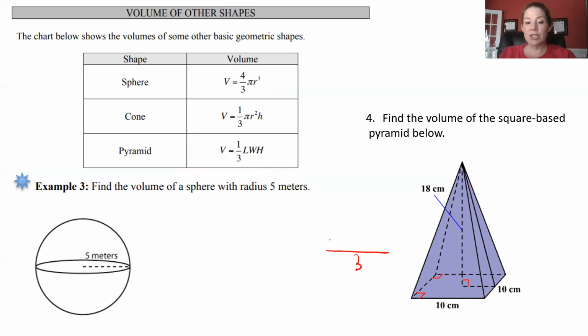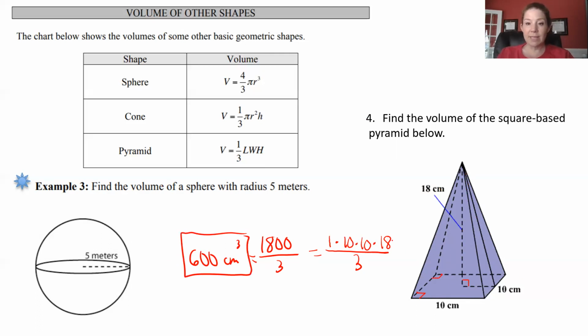So we're going to use our fraction 1 times our length and width, which are both 10. So we're going to do 10 times 10. And then the height of the pyramid, remember it's got to be a 90-degree angle. So there's the 90-degree angle. The height of this pyramid is 18. So I'm going to go this way because I'm out of room. So 1 times 10 times 10 times 18 is 1,800. All of that divided by 3. And so the volume is 600 cubic centimeters. And that's a square-based pyramid.